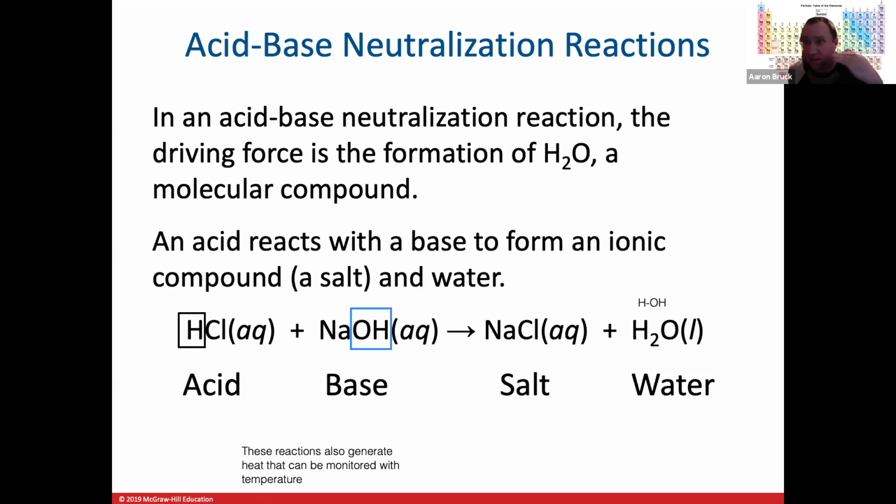Hydrochloric acid, clear and colorless. Sodium hydroxide solution, clear and colorless. Sodium chloride solution as the product, clear and colorless. So if I combine those together and just looking at it that way, it's very difficult to see that anything's actually happened. But if I do it with temperature monitoring, I can see that the temperature does go up, and that it helps us indicate that the reaction has actually proceeded, that we have a reaction that did occur.